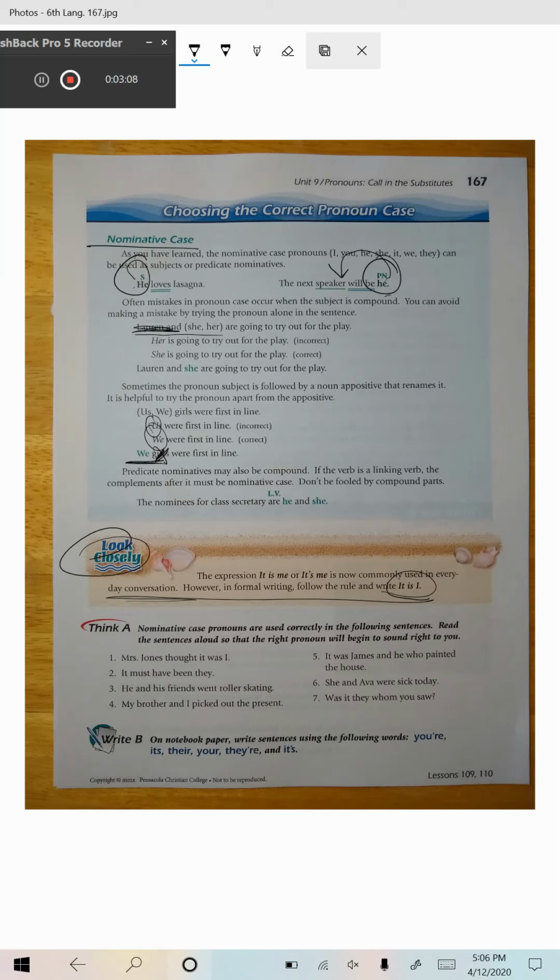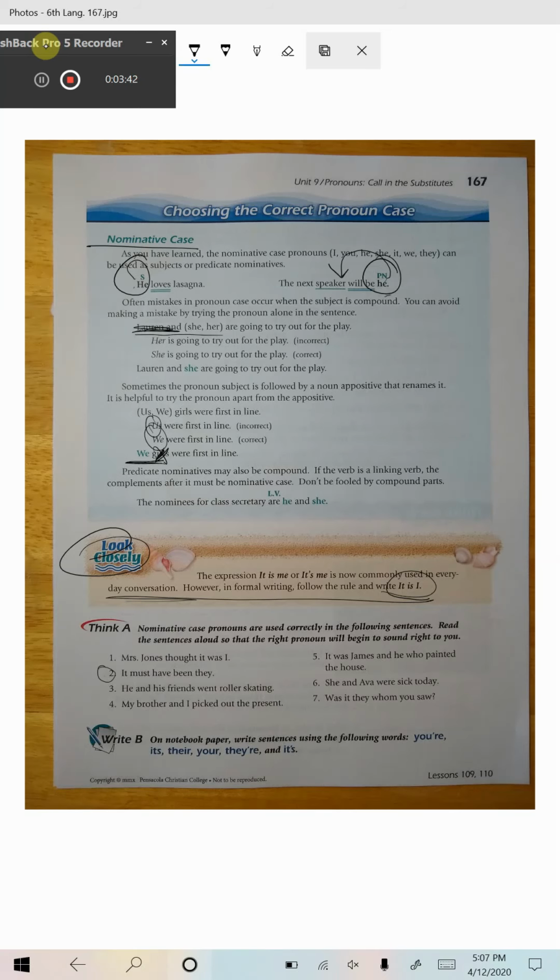Nominative case pronouns are used correctly in the following sentences. Read the sentences aloud so that the right pronoun will begin to sound right to you. So on this section, we don't have to do anything. They just want us to read it and hear it correctly. So let's go through these 7 sentences together. Mrs. Jones thought it was I. It must have been they. See, you hear them a lot. But them is objective case, and this is a predicate nominative. So we have to use they.